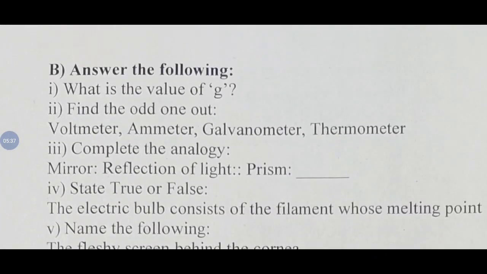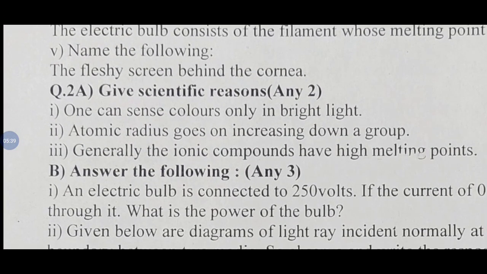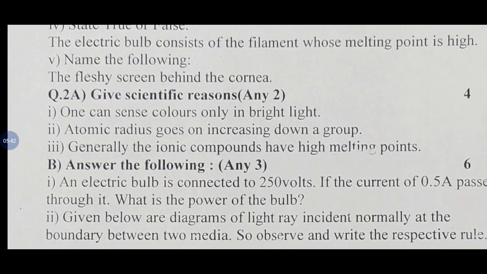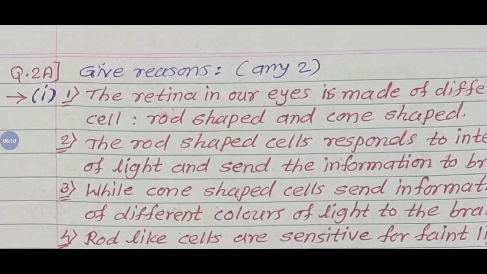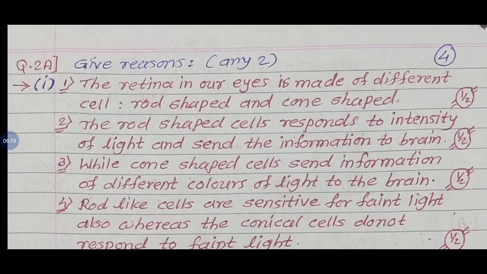Now question number 2A. Give scientific reasons, attempt any 2 out of 3. First reason given here: one can sense colors only in bright light. Second, atomic radius goes on increasing down a group. And third one, generally the ionic compounds have high melting point. So see there, always write the answer point-wise. Check here. First one, you write the answer point-wise.